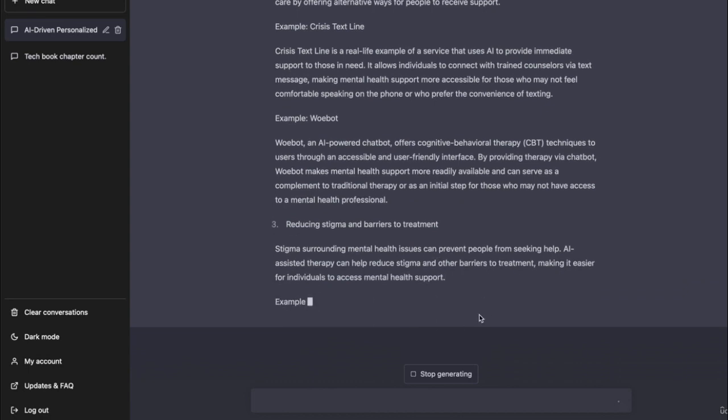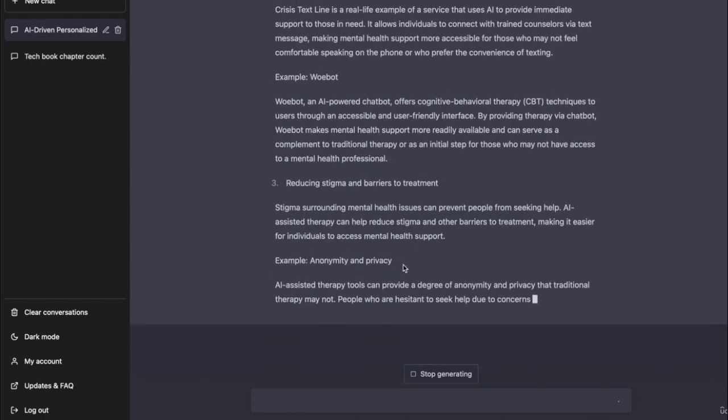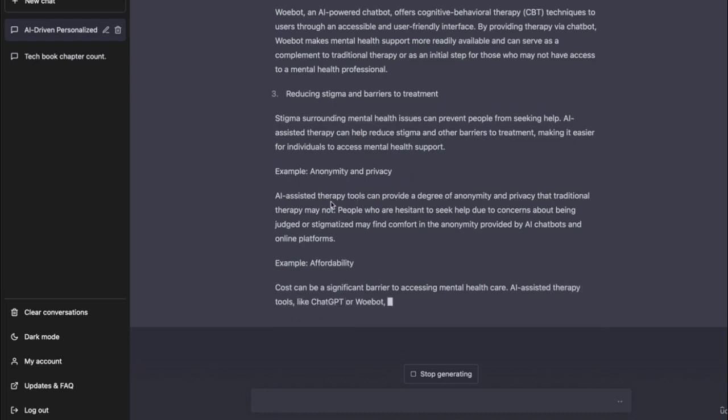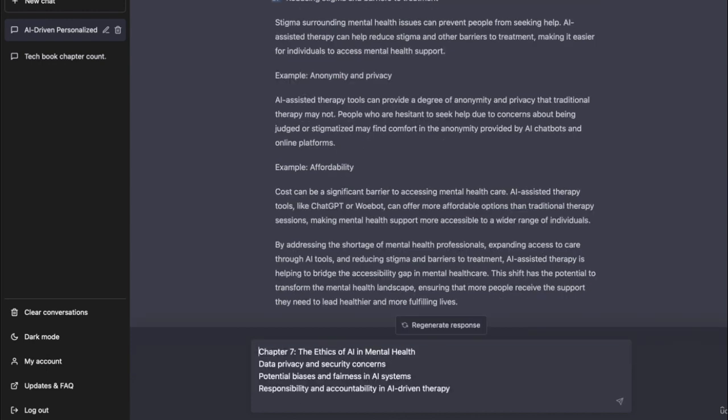In the next section, I'll try to say the same thing, but I'll add that I want, let's say, 4 or 5 paragraphs in each subsection. It's using several examples, so anonymity, privacy, affordability. That's good. So I'm going to ask it, now write the entire chapter.